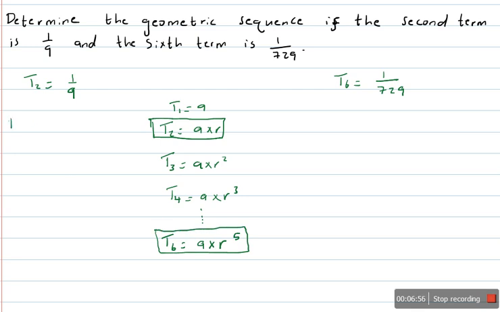So T2 is equal to A times R. So T2 is 1/9, A times R. And also T6 is equal to A R to the power of 5. T6 is 1/729 equal to A R to the power of 5. Here too you use any elimination method, guys. If you don't know the elimination method, call me.